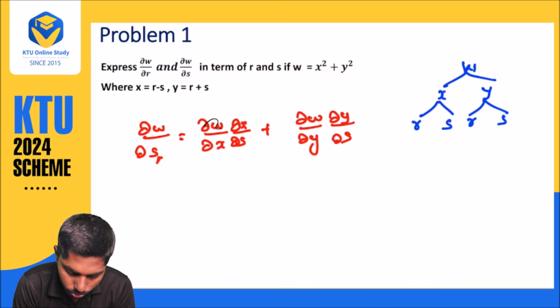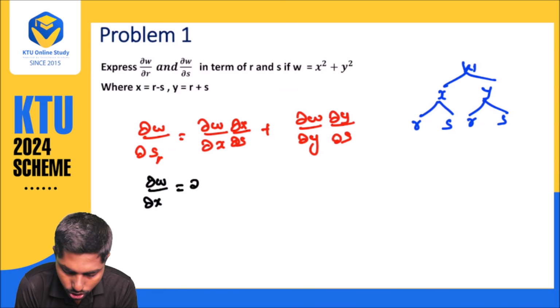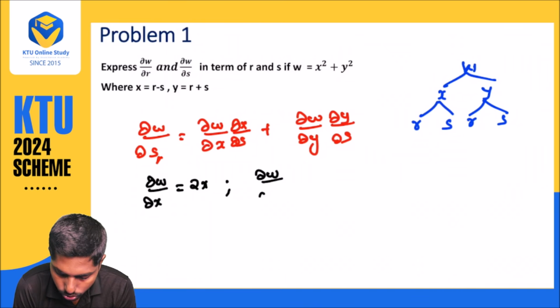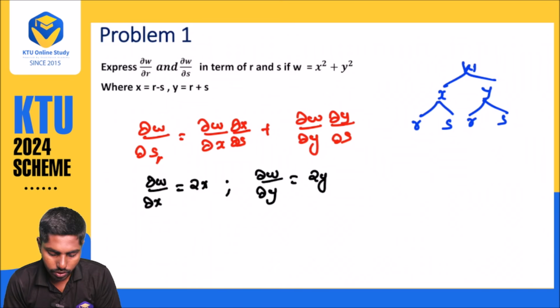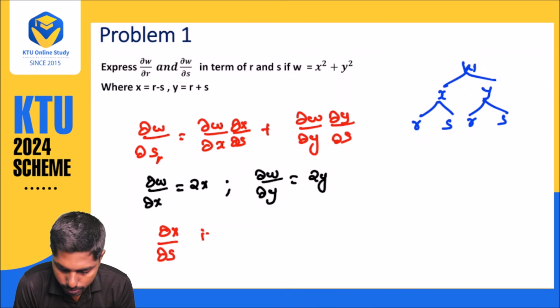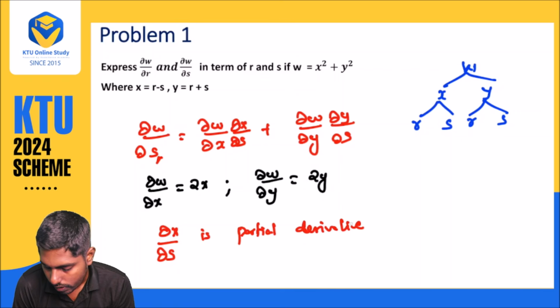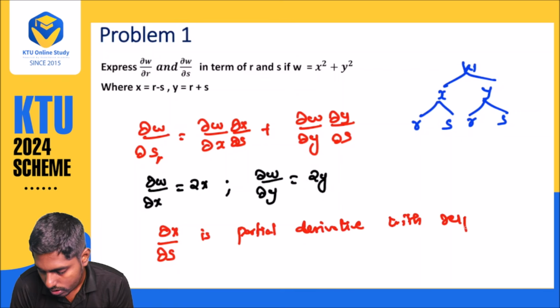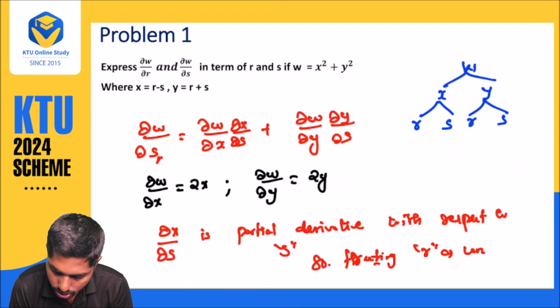So we already found the value of ∂w/∂x. What is ∂w/∂x? That is nothing but 2x. And ∂w/∂y is what? That is nothing but 2y. Now what we want to identify is ∂x/∂r, a partial derivative with respect to r we are doing, treating s as a constant value.